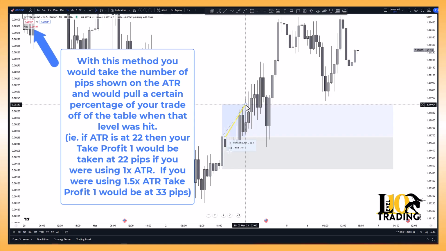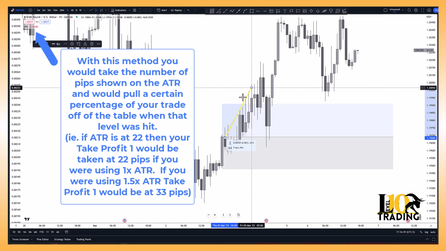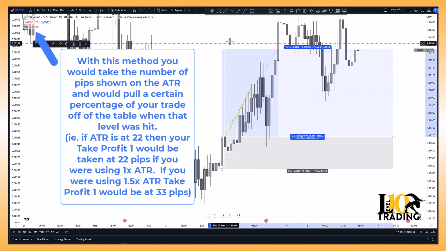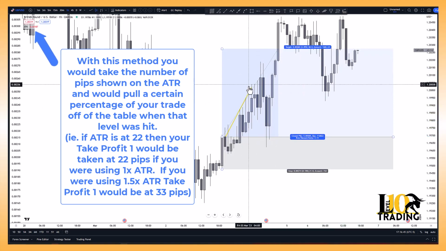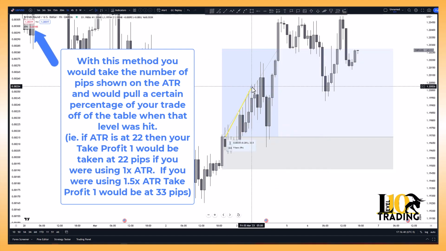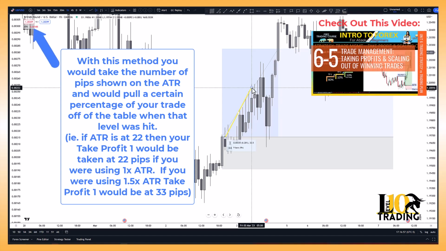If you were doing 1.5 ATR, you would add 11 pips on that for 33. And so we would come up and say, well, where are we hitting 33 pips? It would be right here about, and our trade is still running. We're still shooting for this 56 pips, but if you're doing 1.5x ATR, it hits it right here. And so at this point, you would take whatever your percentage is, whether you take 50% off the table, whether you only take 25%, whether you take 75%. I tend to take a good chunk of my trade. Whatever my take profit one is, whenever I hit that, I remove some money off of the table.